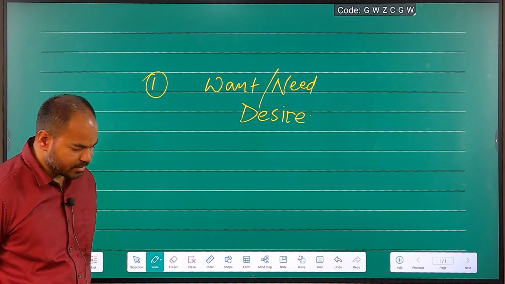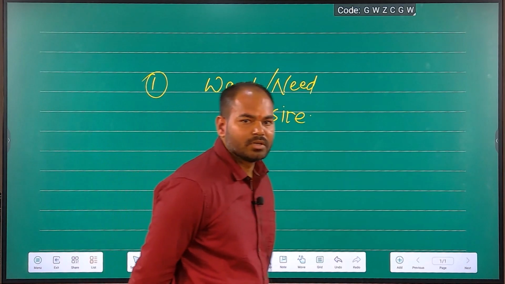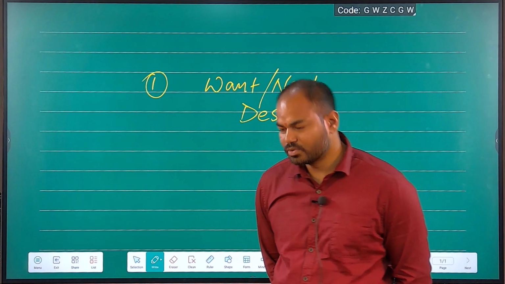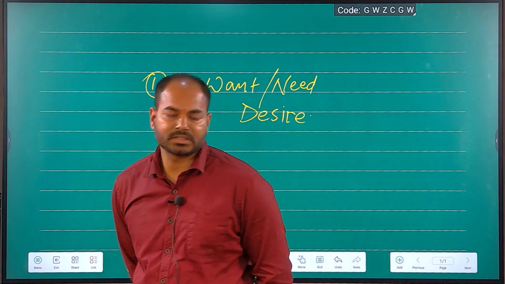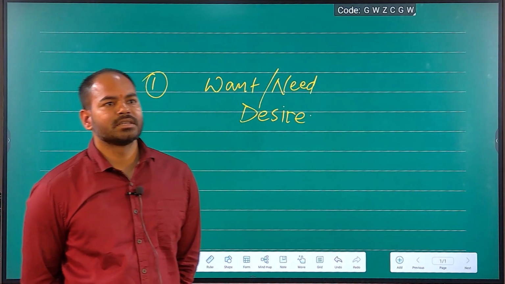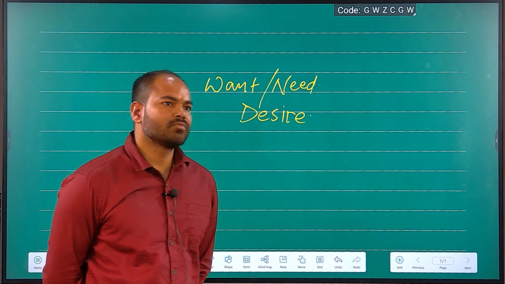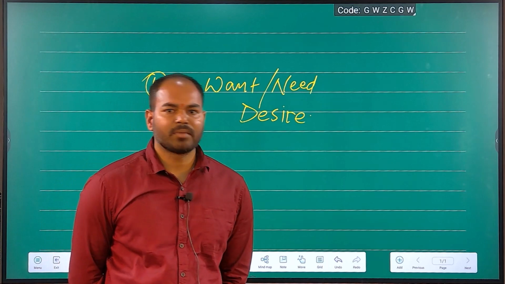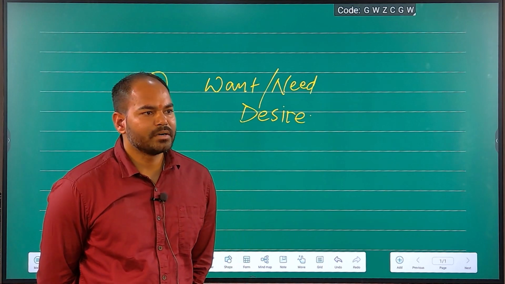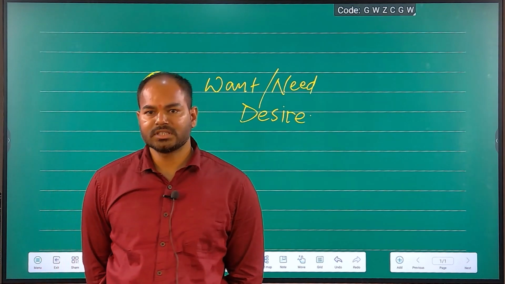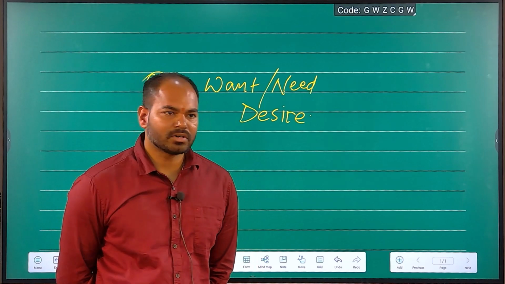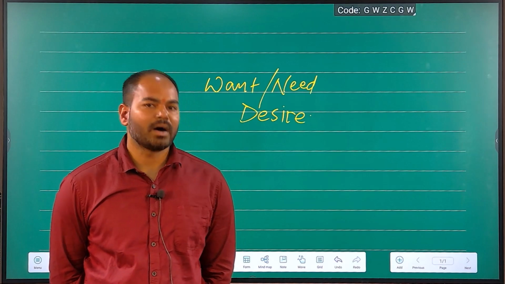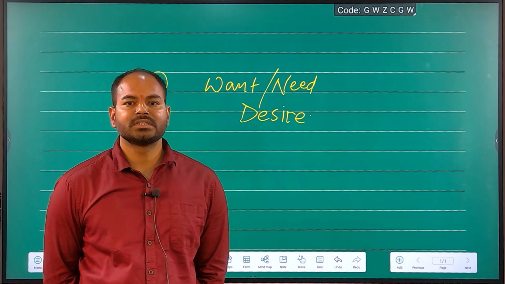For example, if I ask you if you need a Mercedes, you will definitely say yes. Who doesn't want a Mercedes? Everyone wants a Mercedes. But the question is, if everyone wants a Mercedes, then why has the Mercedes company not opened its showroom in every city? Because not everyone is able to buy. People do not have the purchasing capacity.